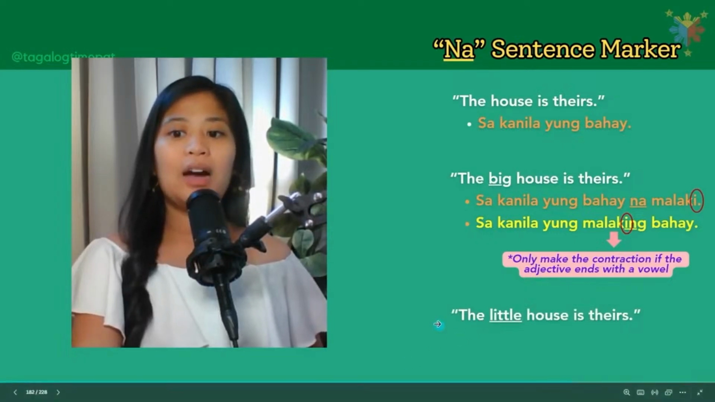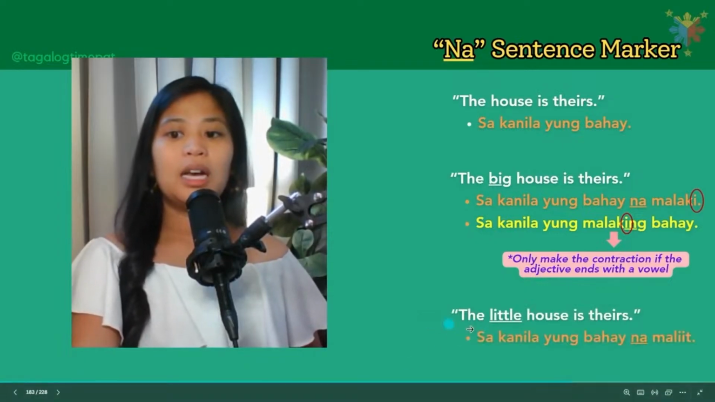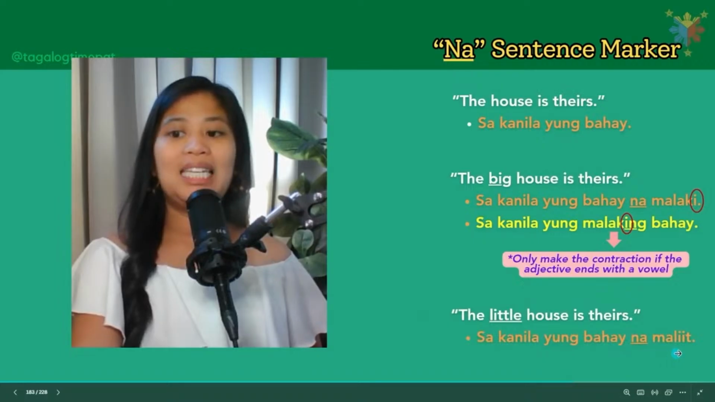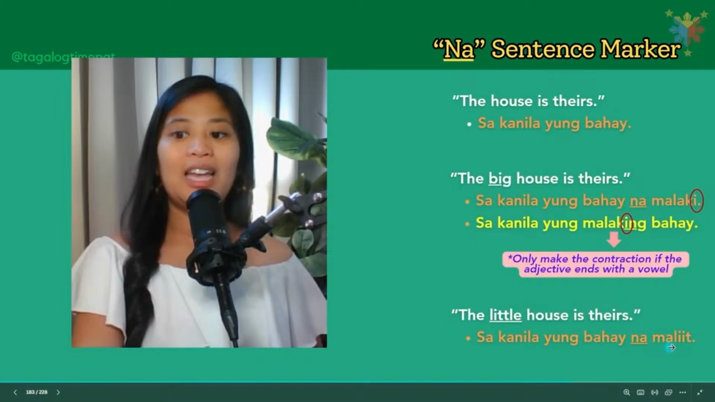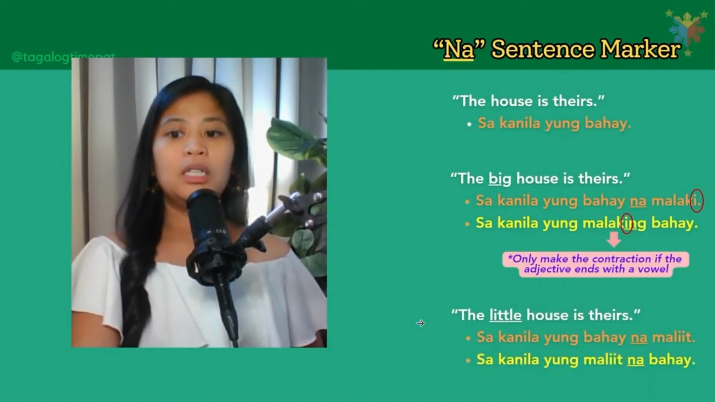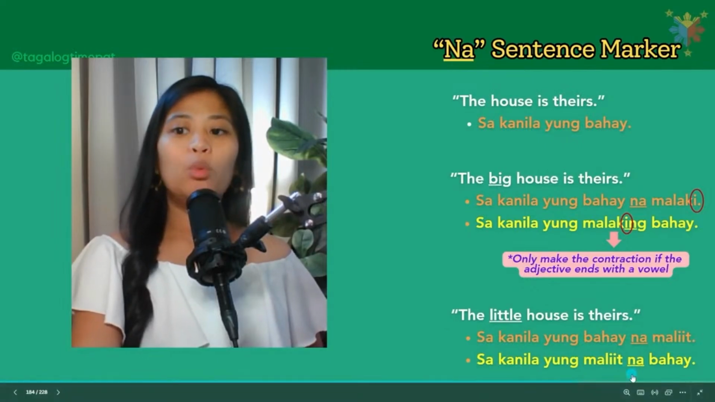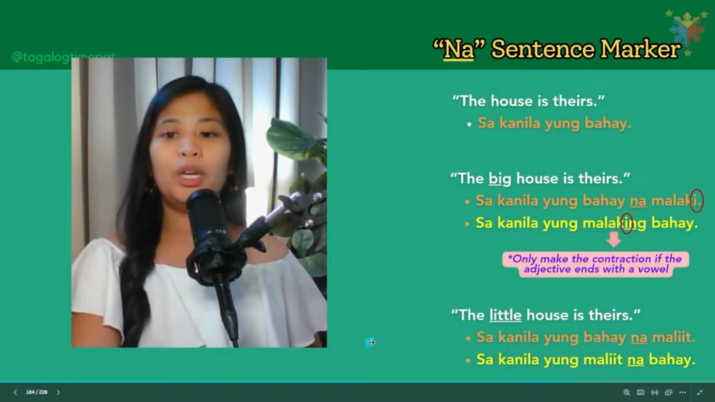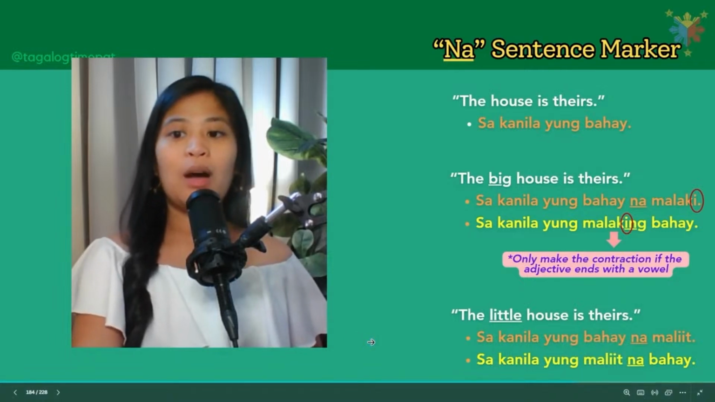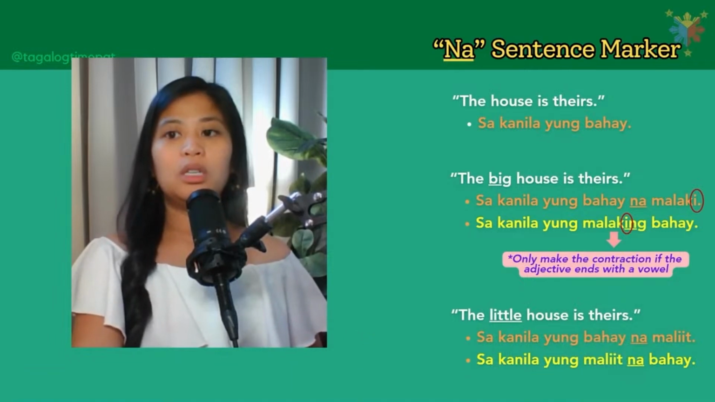So it's a contraction. Now let's take a look at another example. The little house is theirs. Sa kanila yung bahay na maliit. So there's that sentence marker na, and then the adjective maliit means little. You could also hear sa kanila yung maliit na bahay. So we just switched it. We put the adjective first. And now we don't make the contraction. We don't put it together because it doesn't end with a vowel. You would still use the sentence marker na. So that's just one important thing.